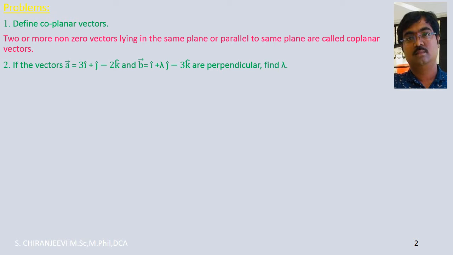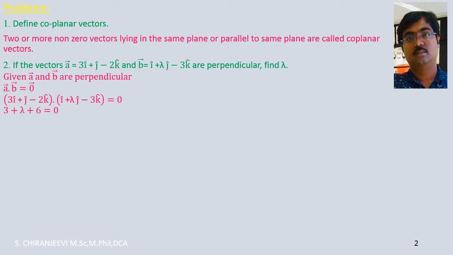If the vectors, vector A is 3i plus j minus 2k and vector B is i plus lambda j minus 3k, are perpendicular, find lambda. If two vectors are perpendicular, their dot product is equal to 0. So given A and B are perpendicular, so A dot B equal to 0. So vector A dot vector B equal to 0.